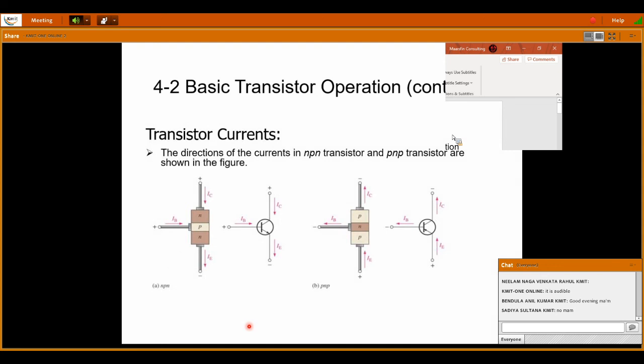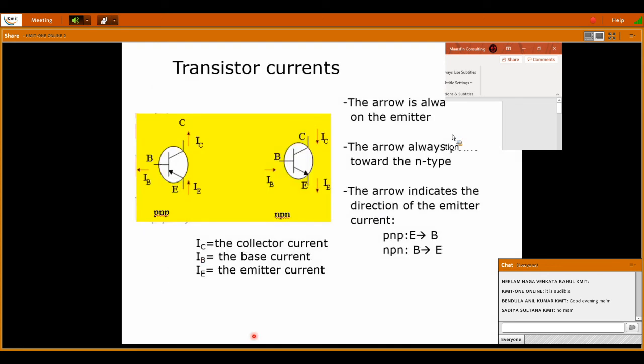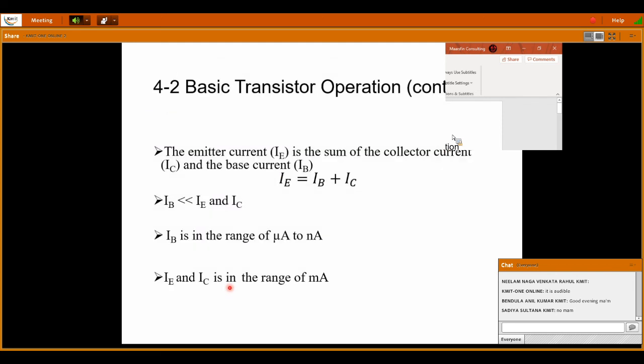Next, the emitter current is equal to the sum of the base current and the collector current, where IB is in the range of microamps to nanoamps, and IC is in the range of milliamps, as is IE. So this is about the basic operation of your transistor.